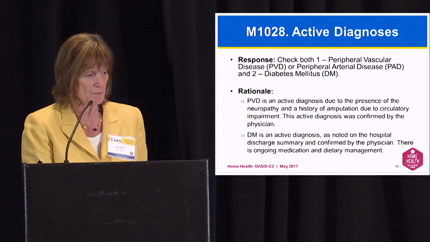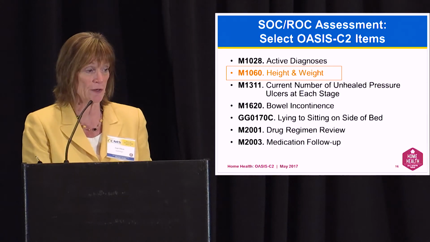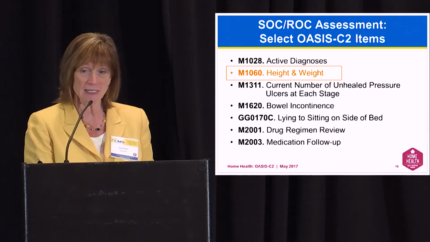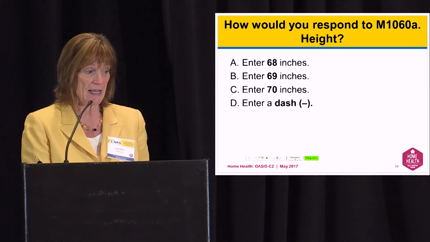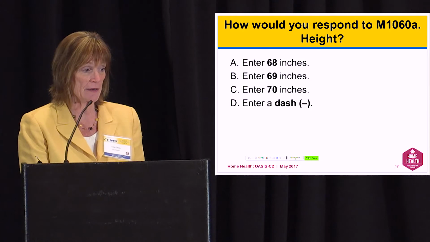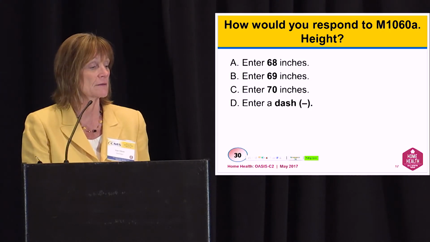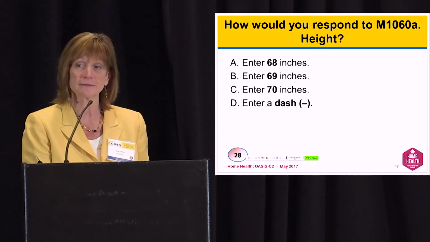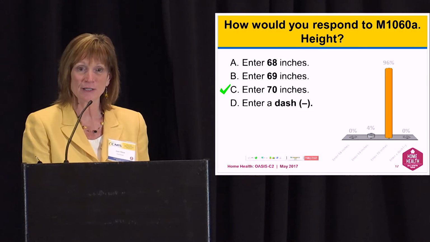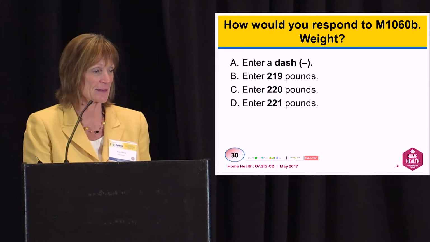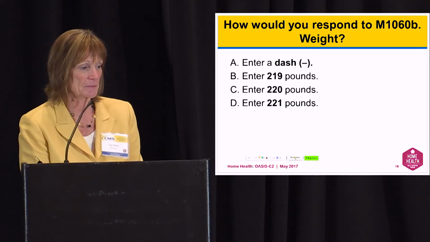it was both. So for the second, one of our favorite ones that Kathy Roby went through, M1060, the height and weight. So for 1060A, and if you want to use your clicker there, what did we enter for the answer? I hear C. C is the correct answer. Good job. And how about the weight for 1060B?